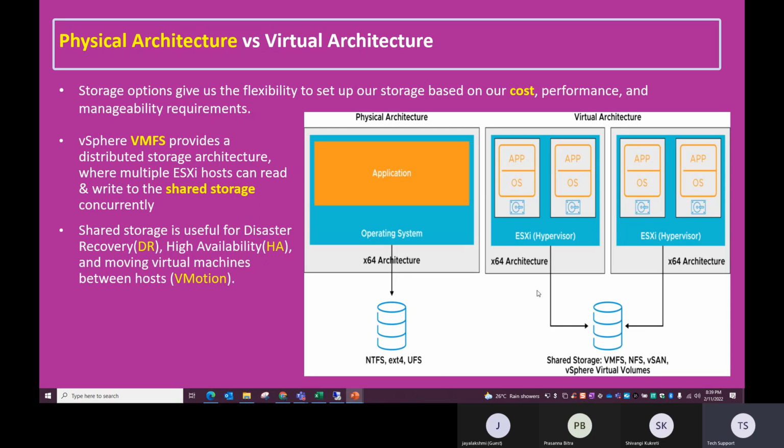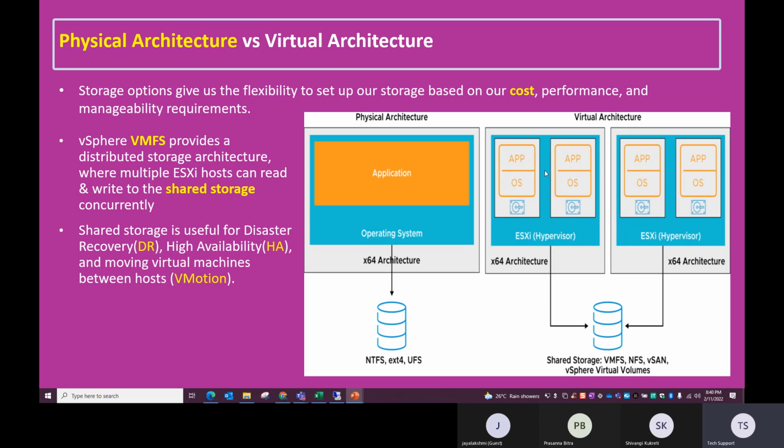But in the virtual architecture, whatever the data store I create, the supported data stores are VMFS data store, NFS data store, network file system, vSAN. vSAN means virtual SAN, and vSphere virtual volumes. In short form, we call it vVols. vVols is nothing but virtual volumes. All these storage types are supported for shared storage. You can share the data store to multiple ESX.